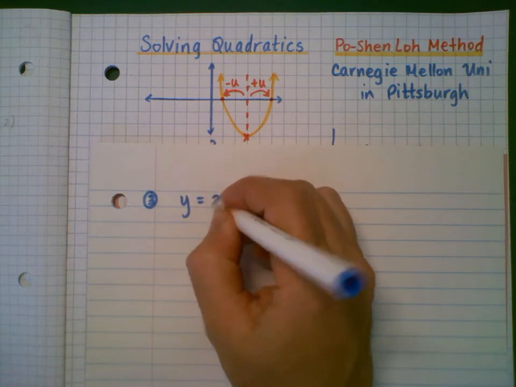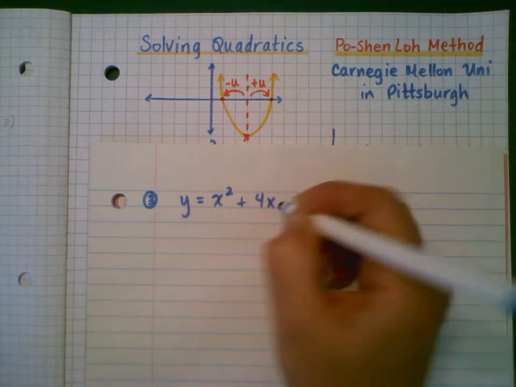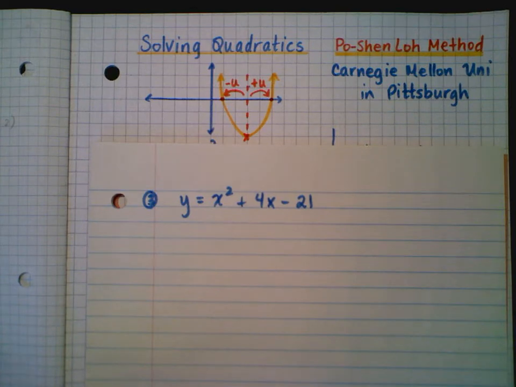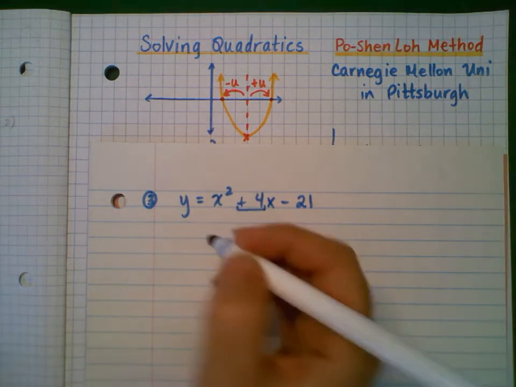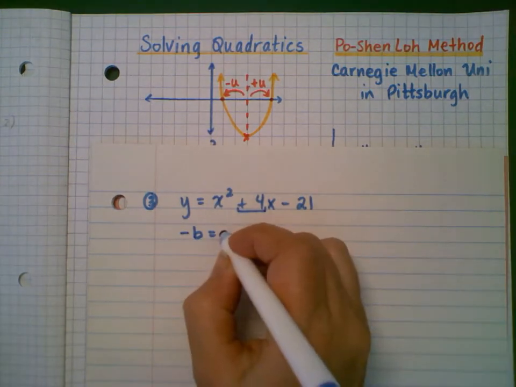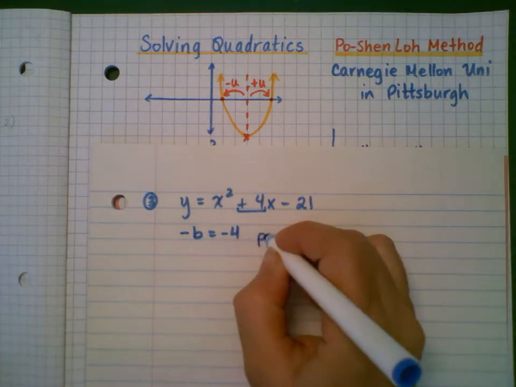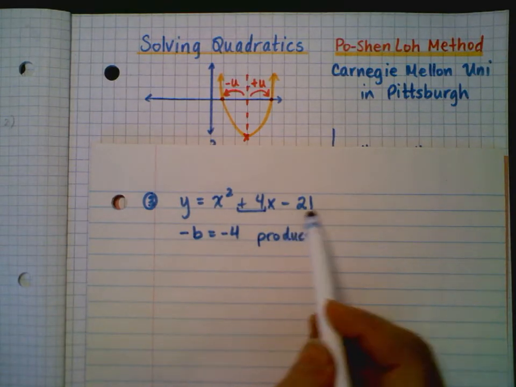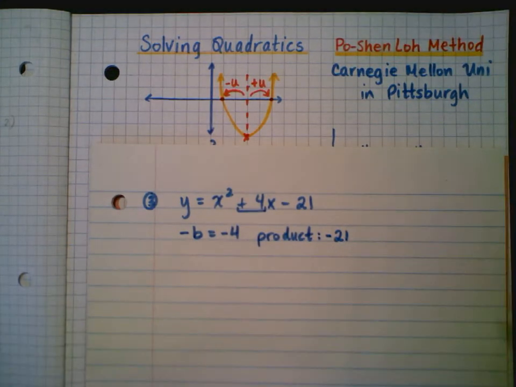So the first one we're going to be working on in this video is y equals x squared plus 4x minus 21. First step is to identify the b value and to negate it. So the negative b in this case is minus 4. Second step is to identify the product that you'll be looking for. And the product is your constant term, or your c. In this case, it's negative 21.